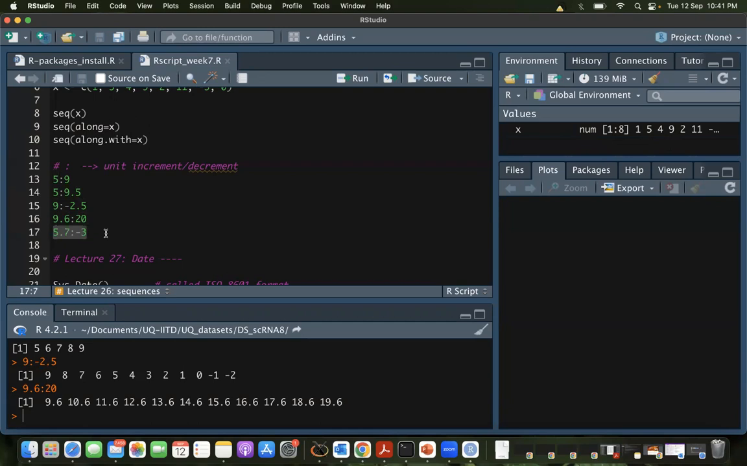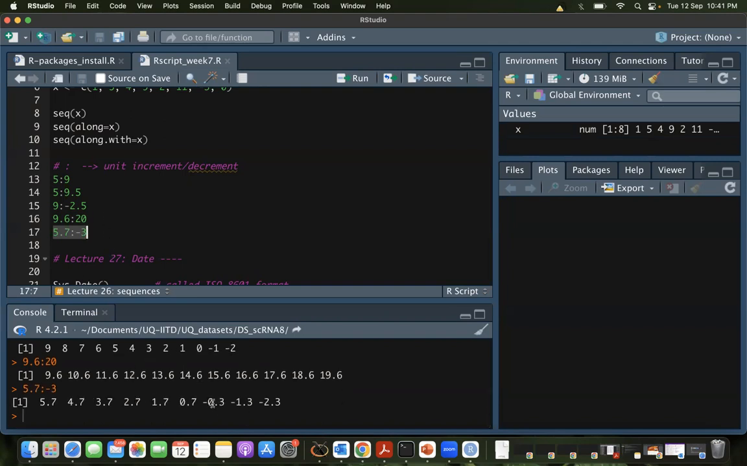So it's going to be 5.7, then 4.7. So can you tell me what would be the last element here? Good. Okay, so now 5.7, 4.7, 3.7, 2.7, 1.7, 0.7, and then 0.7 minus 1, that's minus 0.3, right? And then minus 1.3, and then again minus 1, minus 2.3.